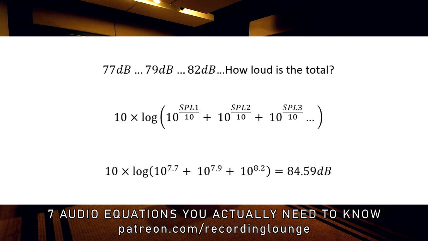So in this case, with 77 dB, 79 dB, and 82 dB, that would simplify to 10 times log, and then in our parentheses, 10 to the 7.7, plus 10 to the 7.9, plus 10 to the 8.2, right? That's our SPL divided by 10 as our exponent.